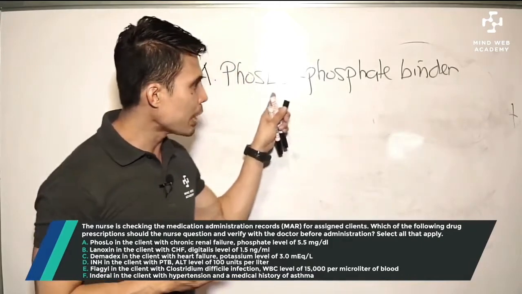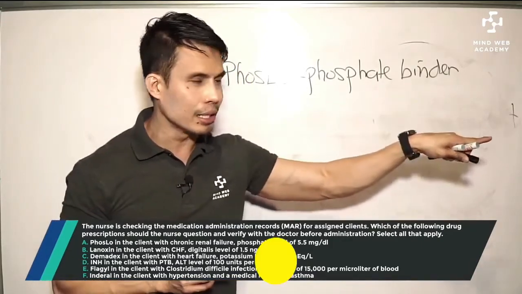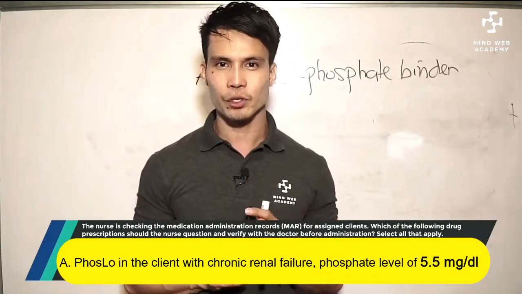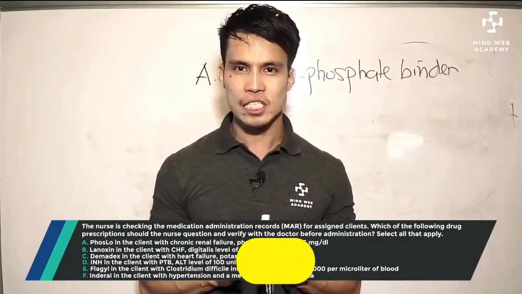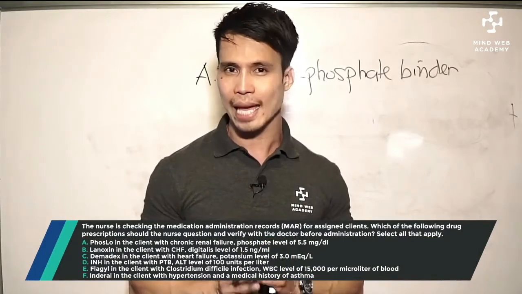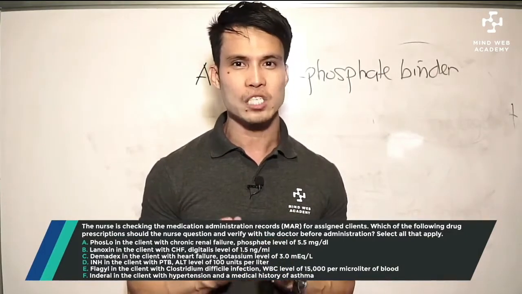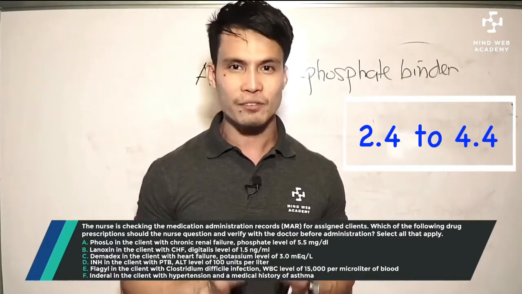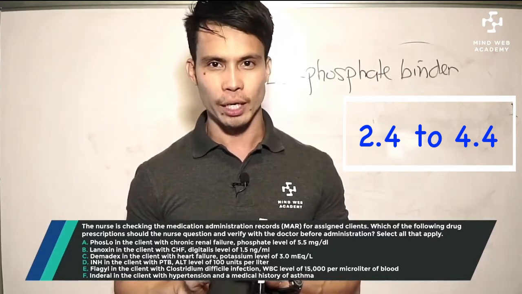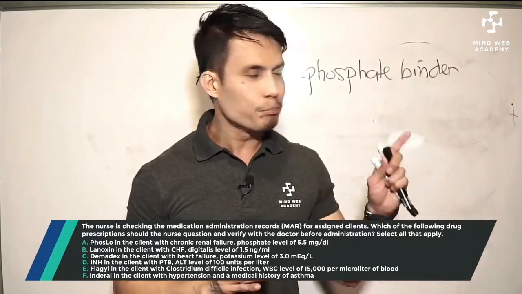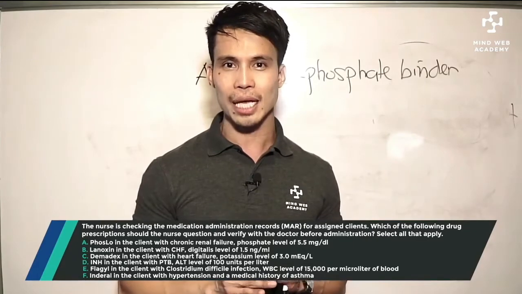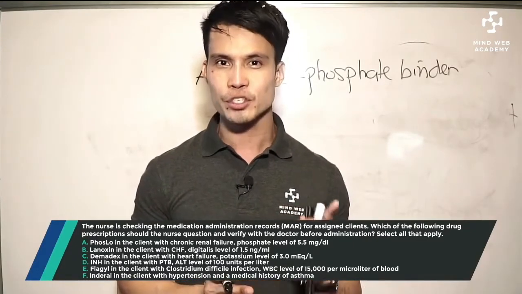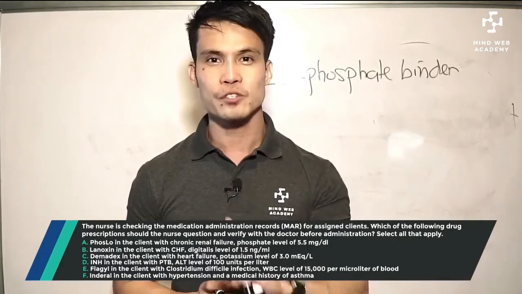But is phosphate binder correct in letter A? Let's continue. Let's check the phosphate level. The phosphate level of your client is 5.5. Is phosphate binder good for that client? What's the normal phosphate level? The normal phosphate level is 2.4 to 4.4. So this time your client has 5.5 milligram per dL. Is that hypophosphatemia or hyperphosphatemia? Yes, you're correct. It's hyperphosphatemia.